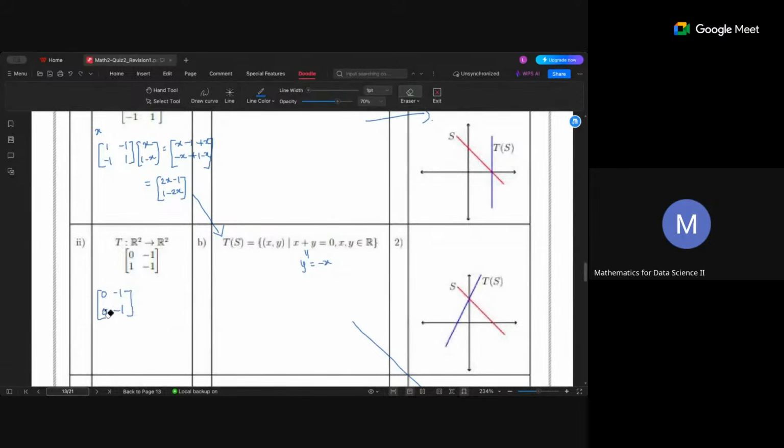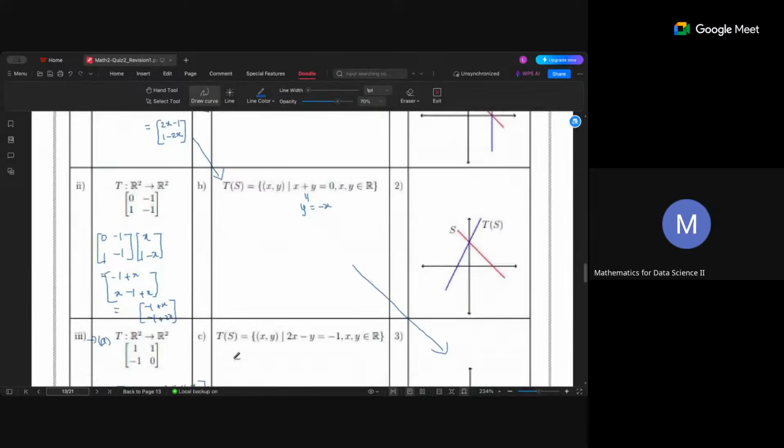Okay. So here in this case, what is happening? You have x and 1 minus x, so you will have minus 1 plus x. And then here you are having x plus 1, and then x minus 1 plus x. Right? So you are having minus 1 plus x and then minus 1 plus 2x. So what's happening here? 2x minus y is equal to minus 1. Is that correct?